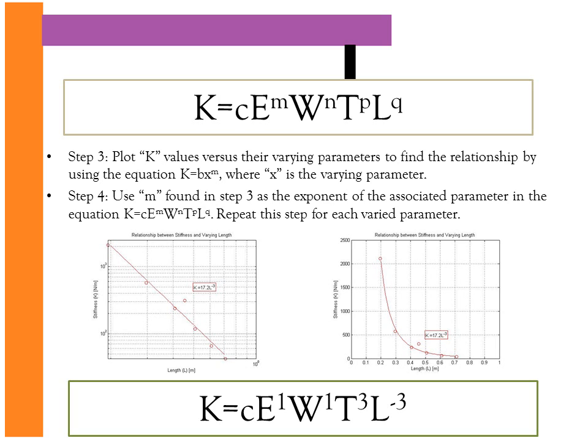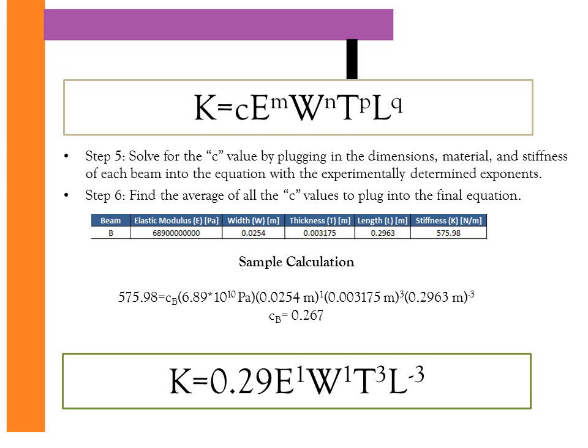In step 4, we applied the value -3 to Q, the exponent on length, in the equation above. After completing step 4, we only had one unknown variable, C, remaining on the right side of the equation above. When performing a dimensional analysis of the equation, we determined that the variable C would be unitless. We plugged the parameters and the stiffness of each beam into the equation and solved for the C value of each beam. A sample calculation for beam B can be seen below.